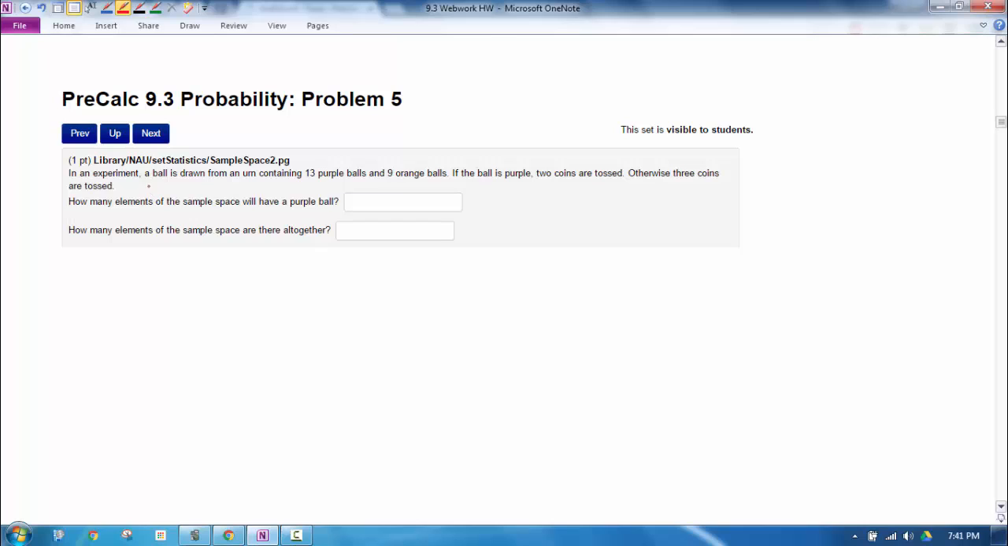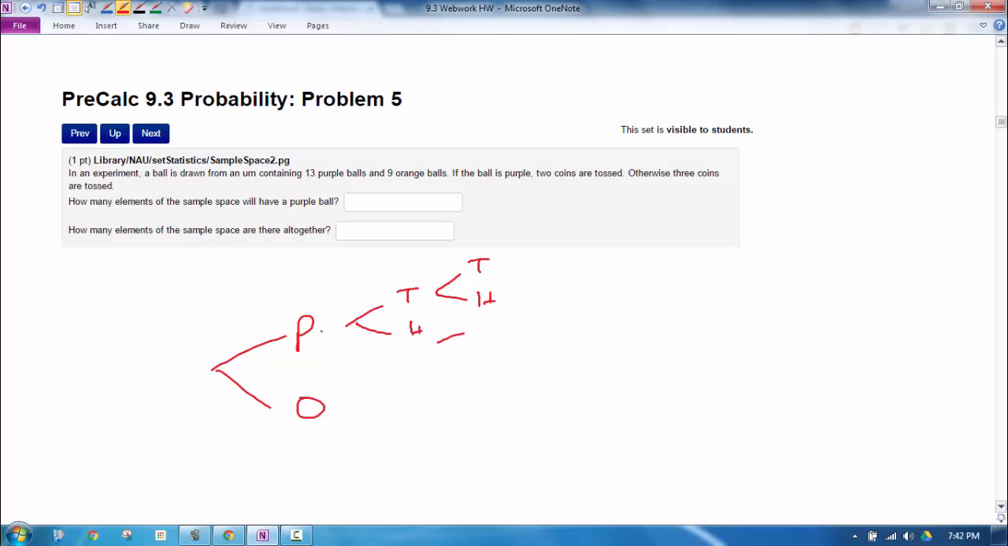Okay, the next problem says in an experiment a ball is drawn from, I think it's a typo, from a bag or something containing 13 purple balls and 9 orange balls. If a ball is purple, 2 coins are tossed, and if a ball is orange, 3 coins are tossed. So we first have a choice between purple and orange, and then if we get purple, we could have heads or tails.